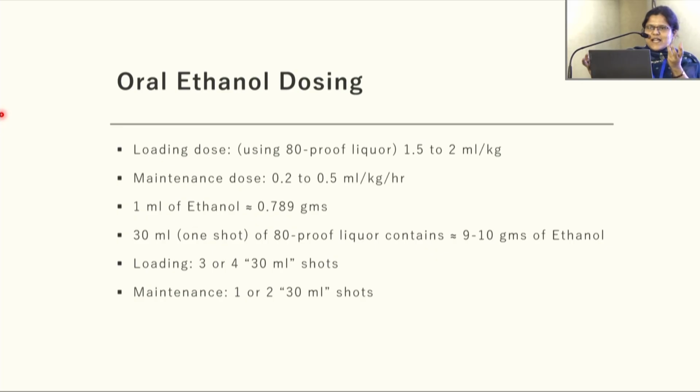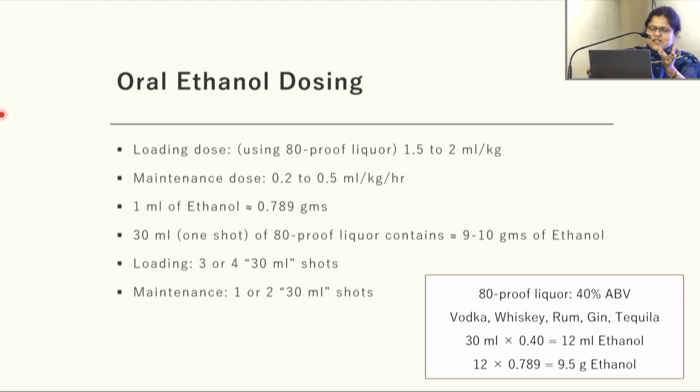If someone is wondering what is 80 proof liquor, and what are these grams, 80 proof liquor is nothing but 40% alcohol by volume. All your vodka, whiskey, rum, gin, tequila fall under this 80 proof liquor, and 30 ml of this is 40% alcohol. So that is 12 ml of ethanol, and 1 ml of ethanol equals 0.8 grams. So 12 ml will equal almost 9.5 grams of ethanol.